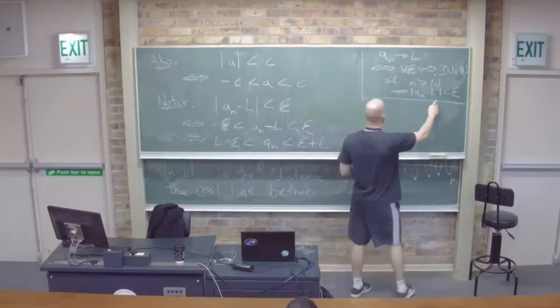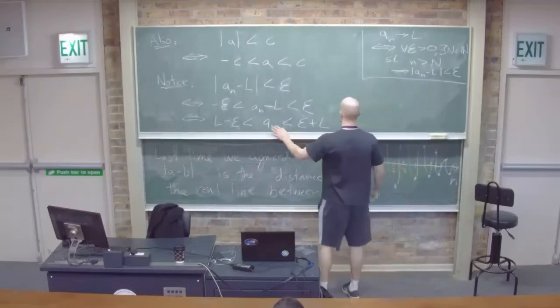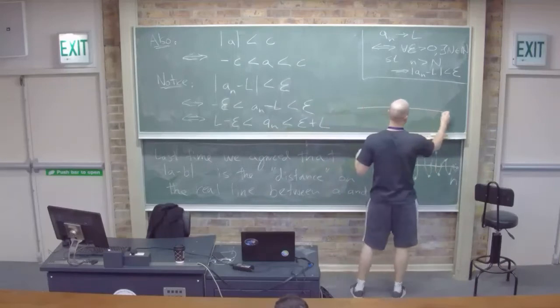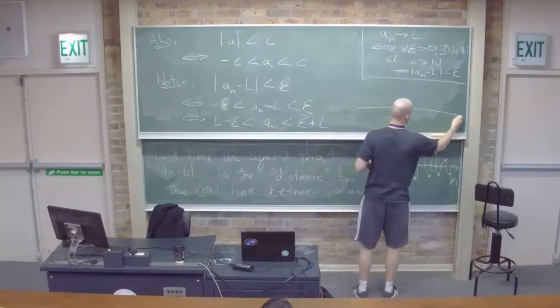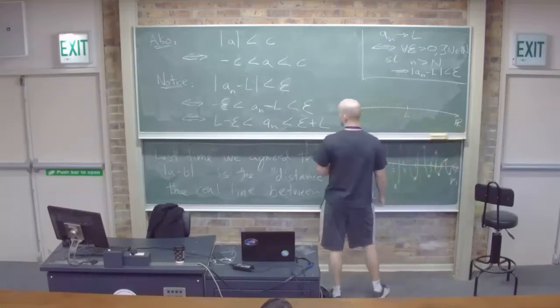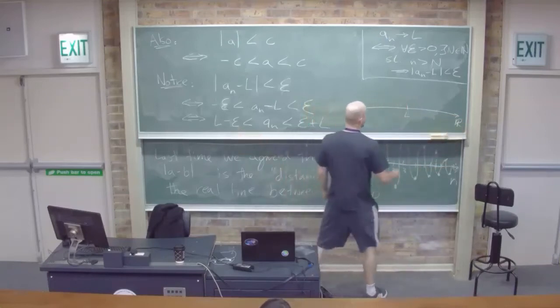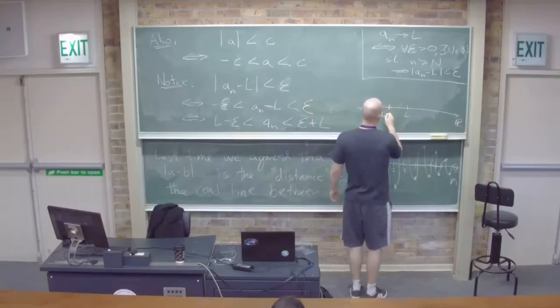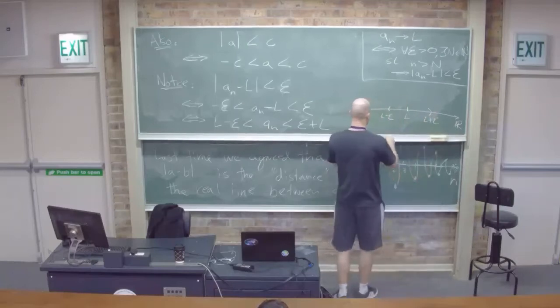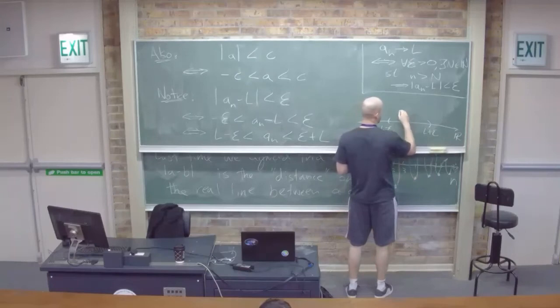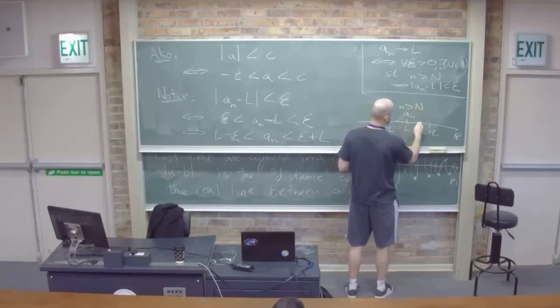Really, this last part, what it's saying is that you go on the number line, okay? You look at some point L, okay, this is just the real line, okay? And you go to this point L minus epsilon, and you look at L plus epsilon, and what we're saying is all the a_n's, so n greater than some capital N, all the a_n's are somewhere in here. Okay?